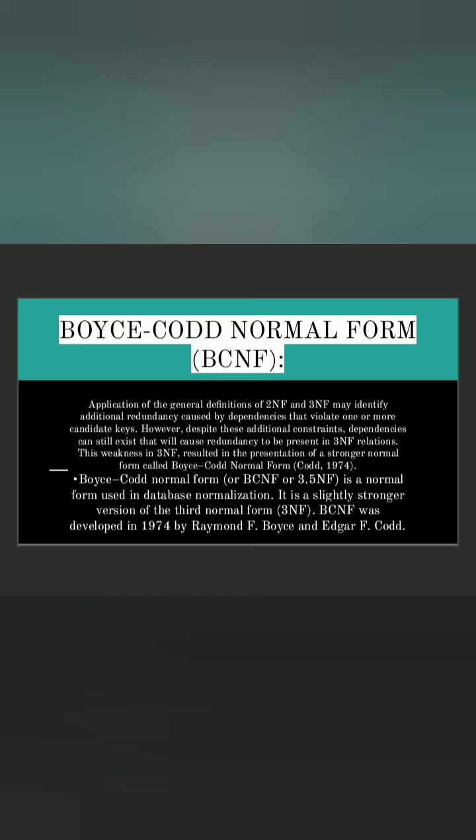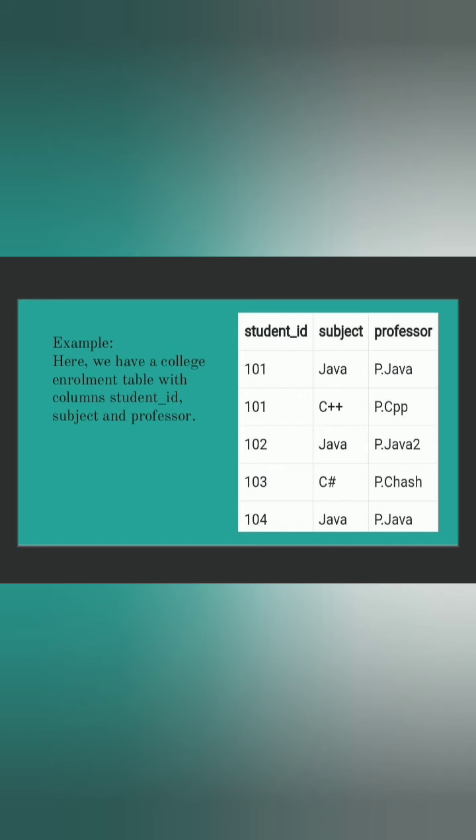Boyce-Codd normal form, BCNF or 3.5NF, is a normal form used in database normalization. It is a slightly stronger version of the third normal form. BCNF was developed in 1974 by Raymond F. Boyce and Edgar F. Codd.